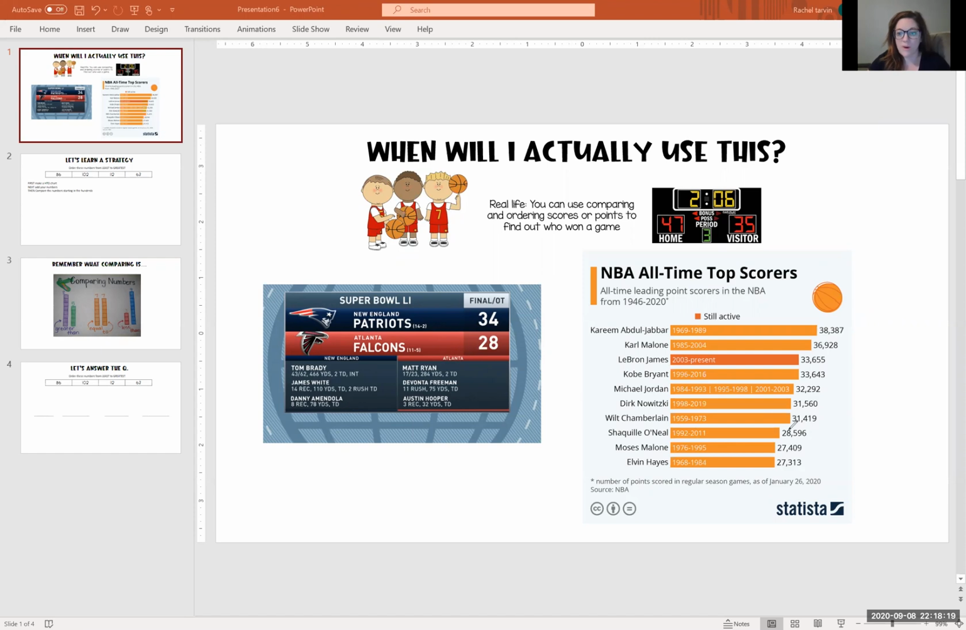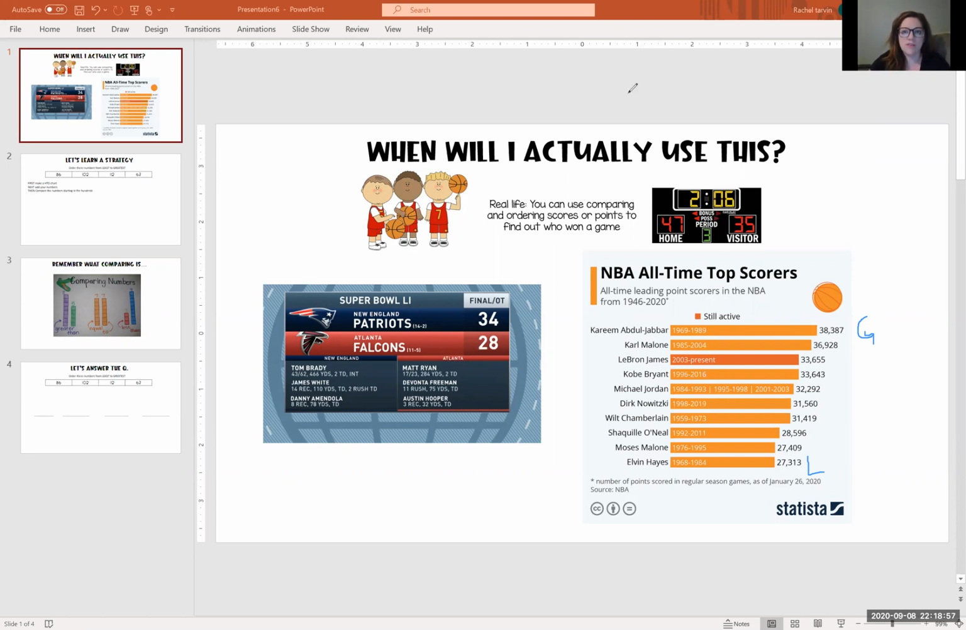He scored a total of 28,596 points. Here is Kobe, one of the all-time greats. We miss you, Kobe. He scored 33,643 points in his career. So someone took these points, they ordered them from least down here to greatest up here, and they were able to say, who's the greatest scorer of all time? And it looks like right here, it's Kareem Abdul-Jabbar. He scored more points than all of these other people in his career.